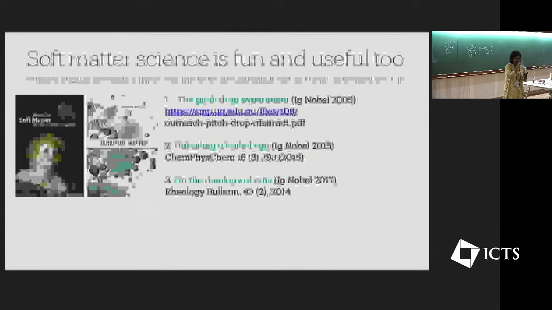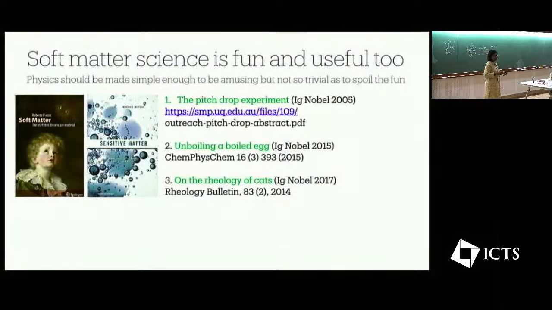And because I can't stop boasting about my colleagues, I also have to tell you about an Ig Nobel award that one of my colleagues from UC Riverside got. I already told you about these, all the Ig Nobel awards that I could think of that went to soft matter experiments. I told you about the pitch drop experiment. Unboiling a boiled egg is something that my friend Greg Weiss did at UC Riverside. He actually boiled an egg and unboiled it again, and he got the Ig Nobel in 2015.